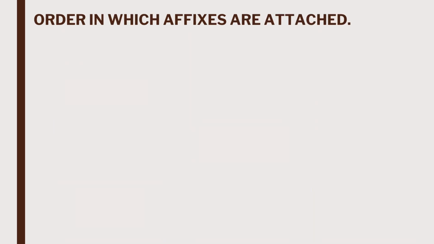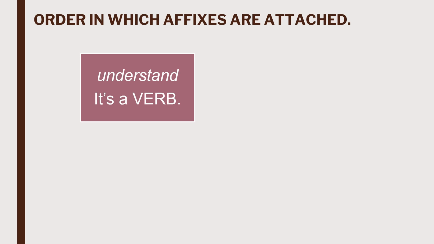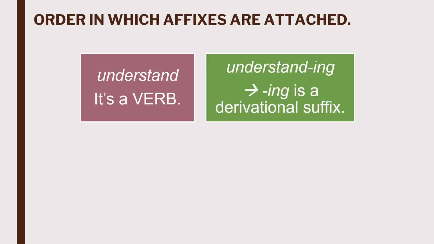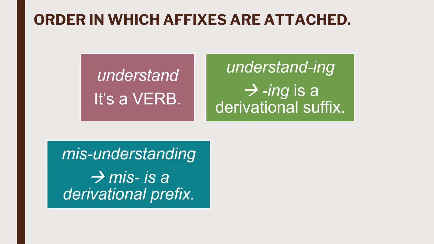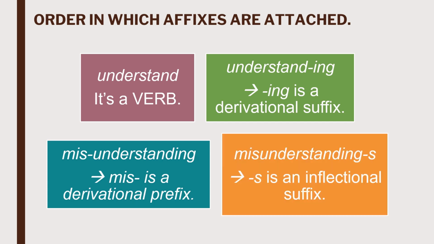Affixes are attached according to a particular order. Understand is a verb. Understanding has the derivational suffix ing. Misunderstanding has the derivational prefix mis. And misunderstandings has the inflectional suffix s, which carries grammatical information about plural number.